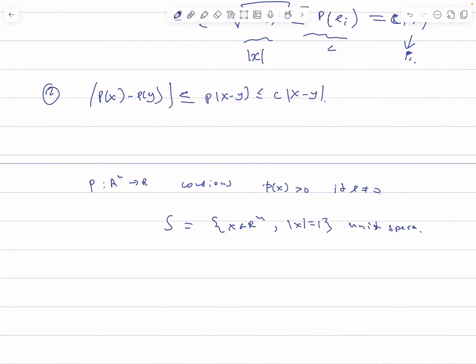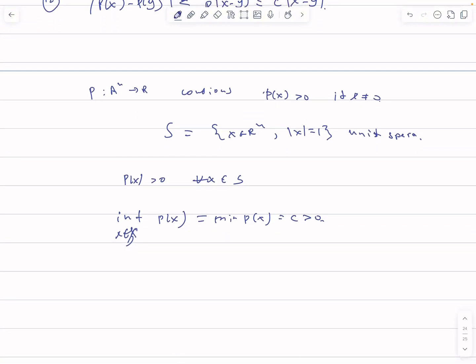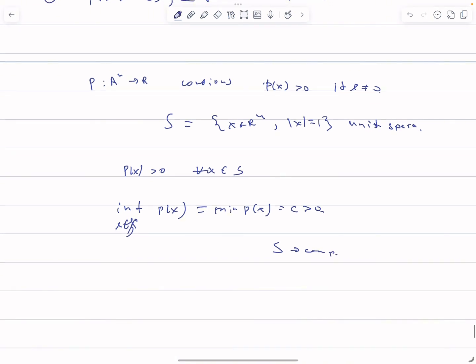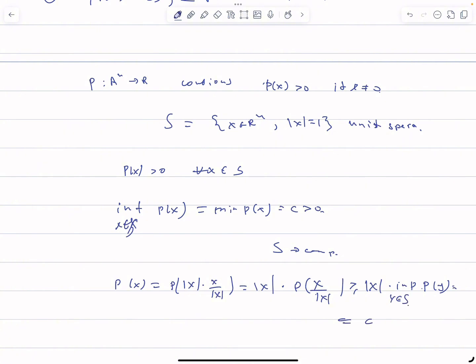So P of x is greater than 0 for all x in this sphere. It means we take the infimum of P of x for x in the sphere. This is equal to the minimum of P of x, which is a constant C greater than 0. And also S is compact. So, also P of x is equal to P of the absolute value of x times x divided by the absolute value of x, by definition of the norm. This is greater than or equal to the absolute value of x times the infimum of P of y, y in S. This is C times |x|. So we proved P of x is greater than or equal to C times |x|.